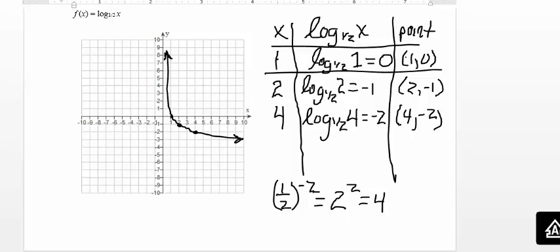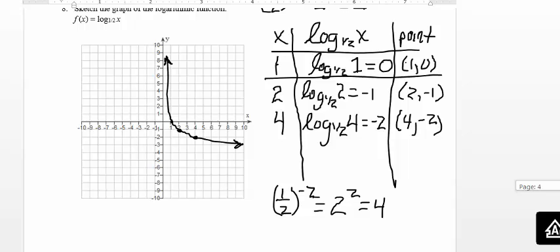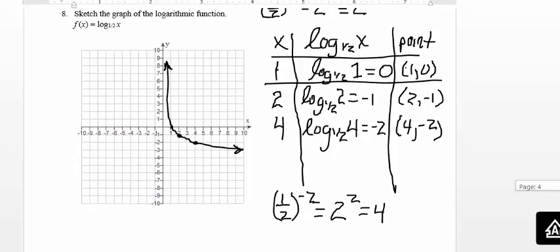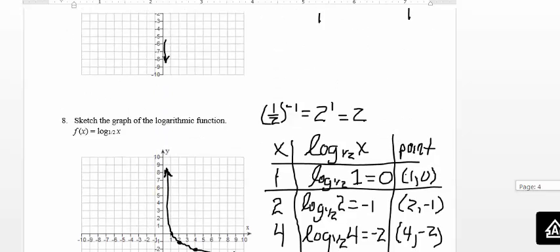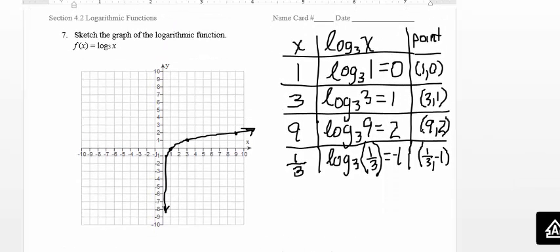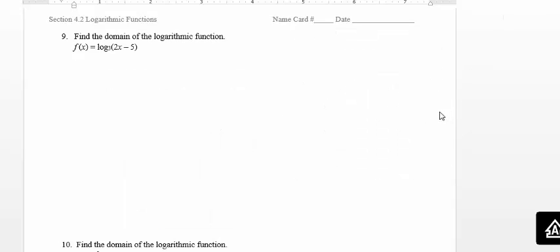Okay, so those are 2 things for us to keep in mind. Whenever the base of a log is between 0 and 1, the graph of f of x equal the base b log of x will have this shape, what we see in number 8. Whenever the base of my log is bigger than 1, the graph of f of x equal the base b log of x will take on this shape. Okay, and we want to find the domain of a logarithmic function.